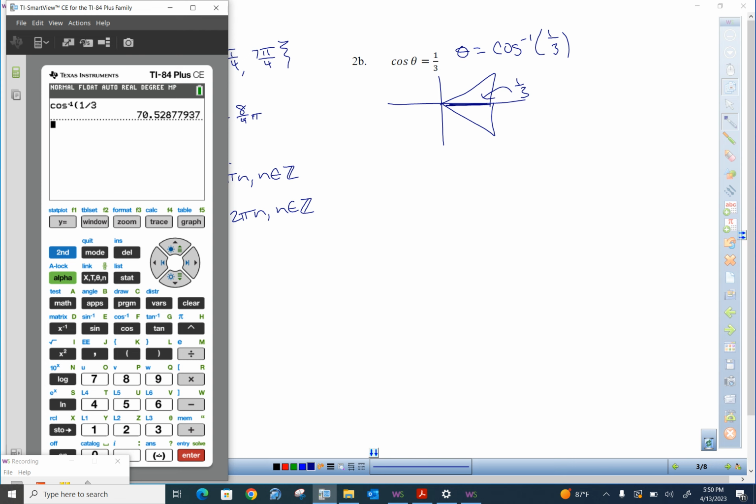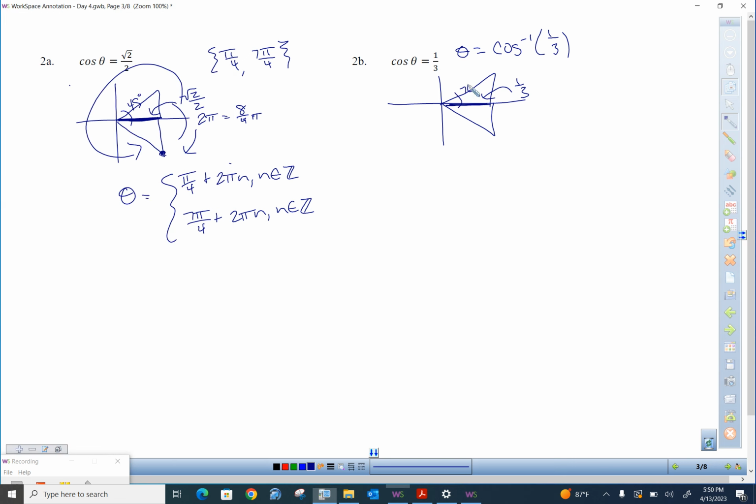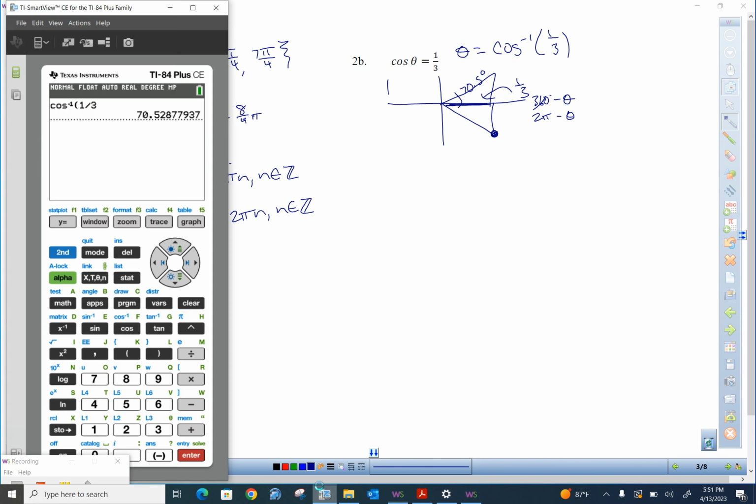And it helps a little bit to do the math in degrees, just so we can think about the numbers. So this first one will change to radians, no problem. But if I want to think about this point, it's closest to this 360, but it's not quite there. So this second one is going to be 360 minus that angle that we have. In radians, that would mean 2 pi minus the angle.